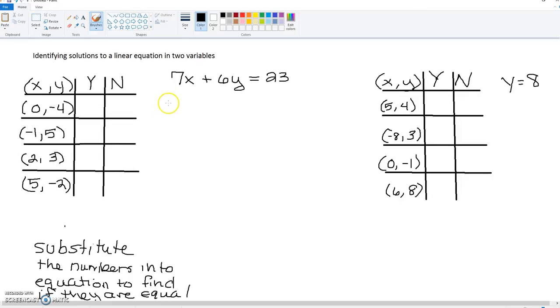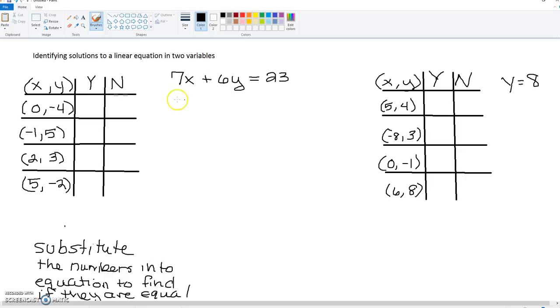Identifying solutions to a linear equation in two variables. I've included two examples here that you will see. The first type actually has both the x and the y in equation form, and it also has a chart in ALEKS, and so it'll have several different ordered pairs.